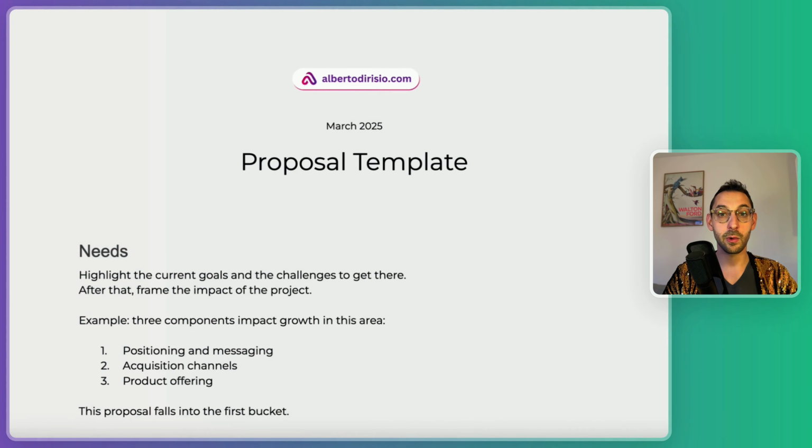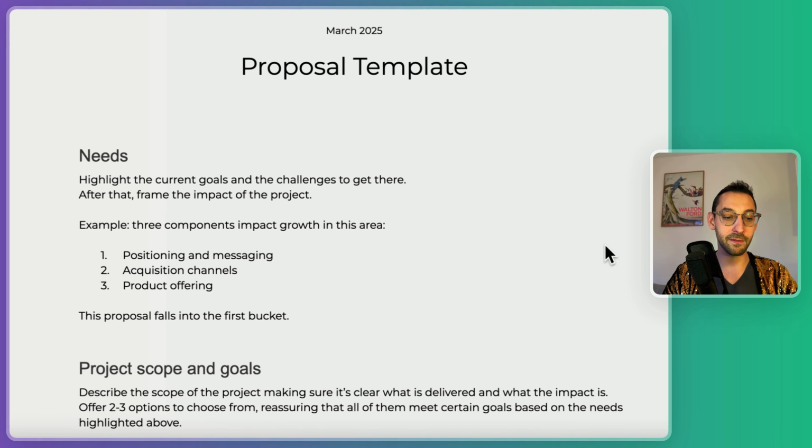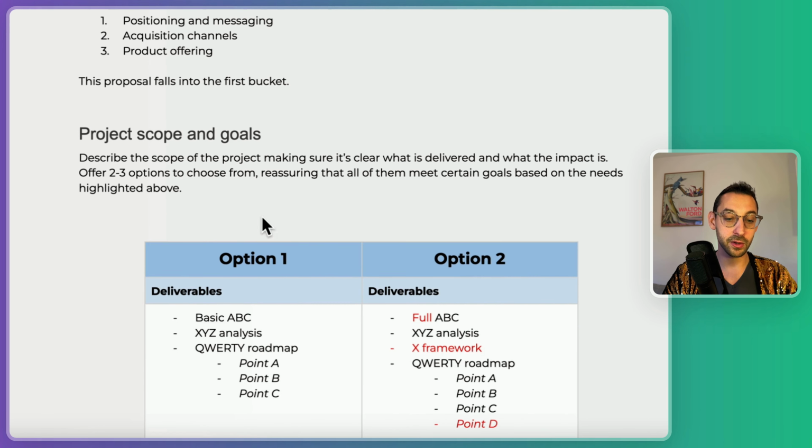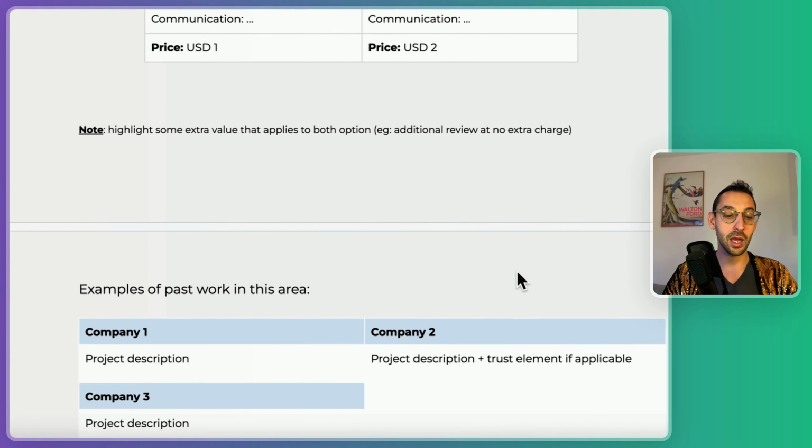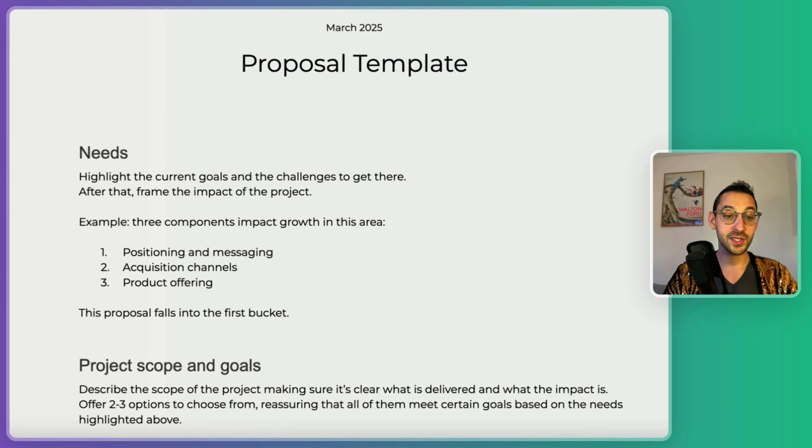As a side note, I work as a marketing consultant for B2B SaaS companies. However, I try to keep this proposal template as neutral as possible so that it would apply to a lot of different roles, at least within the marketing field, maybe even beyond that. So let's take a look. How I like to structure things is to have basically three parts. One focused on the needs of the company, one focused on the actual proposal, and one that is more like a trust element.